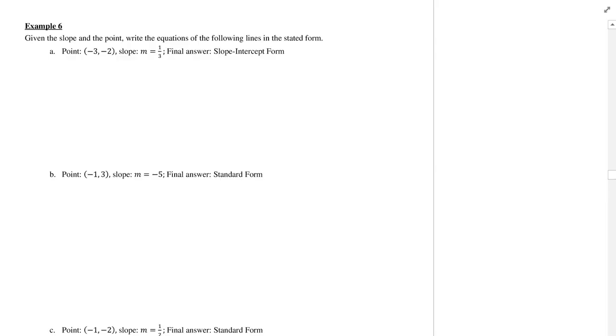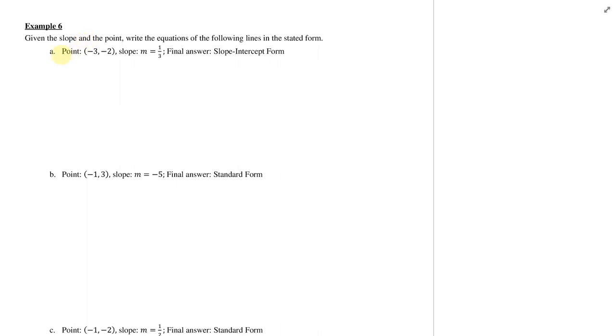Hey guys, so we're still in section 4.3, it's page 366, and we had just taken some time to do some of the basic examples of coming up with the equation of a line, given the slope and the point. This page I have more of those, but now these are going to get a little bit trickier. So let's start with A.